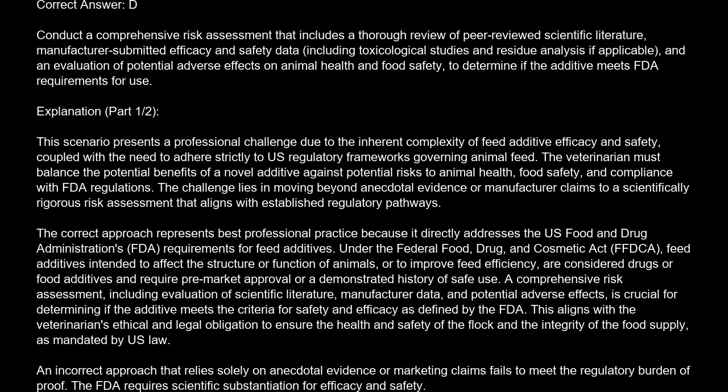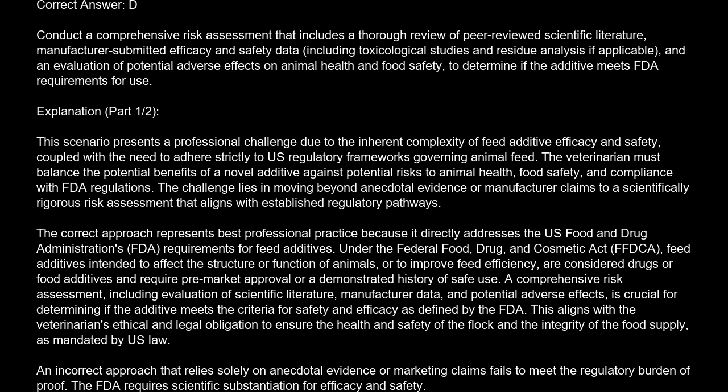Explanation. This scenario presents a professional challenge due to the inherent complexity of feed additive efficacy and safety, coupled with the need to adhere strictly to U.S. regulatory frameworks governing animal feed. The veterinarian must balance the potential benefits of a novel additive against potential risks to animal health, food safety, and compliance with FDA regulations. The challenge lies in moving beyond anecdotal evidence or manufacturer claims to a scientifically rigorous risk assessment that aligns with established regulatory pathways.